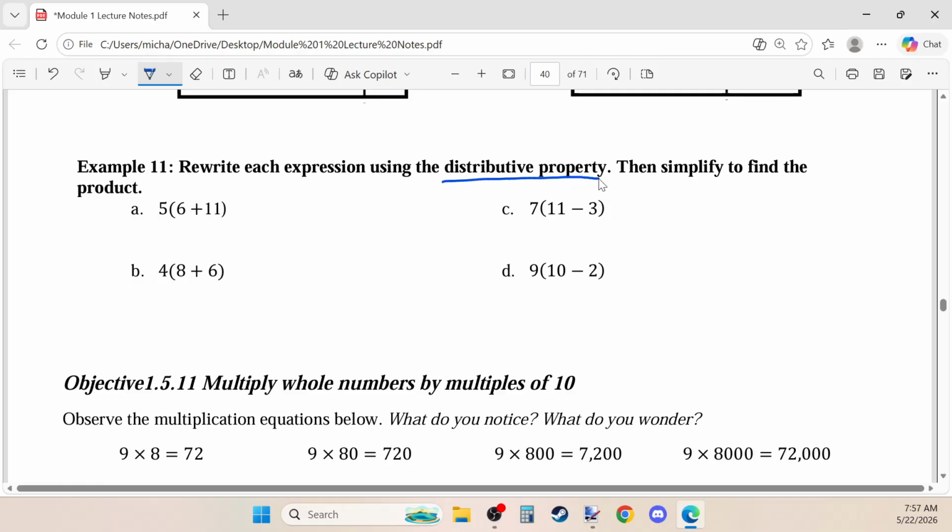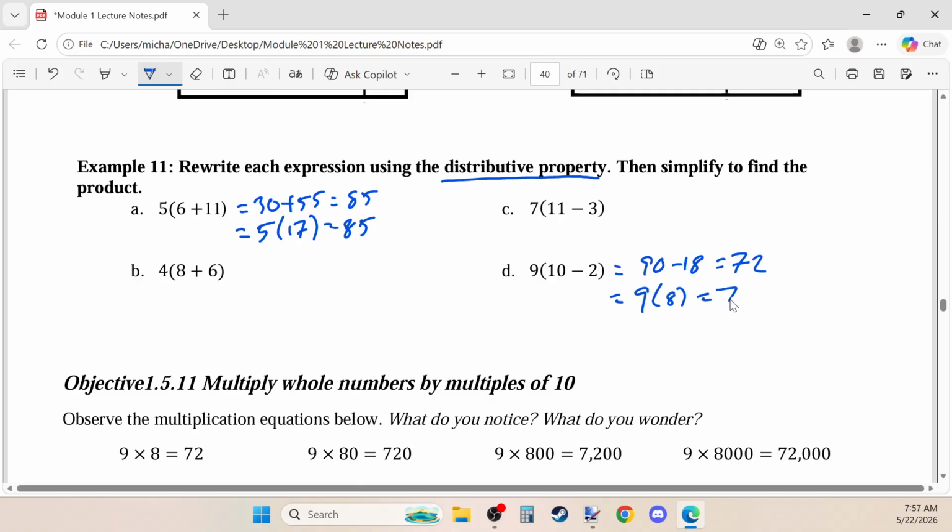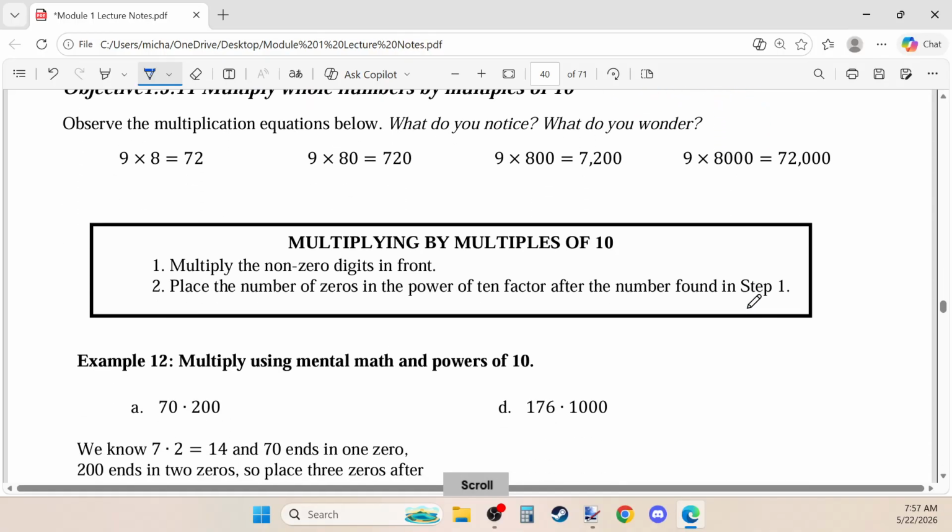Rewrite each expression using the distributive property. We can either do this as 30 plus 55, which is 85, or we can do this as 5 times 17, which is still 85. 90 minus 18, which is 72, or 9 times 8, which is 72. You can do the other ones on your own. Okay.